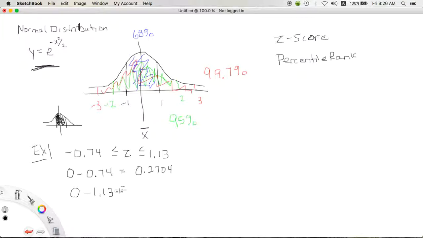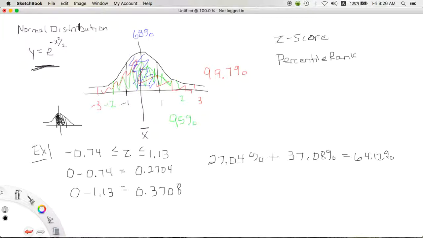So we go down the left-hand column to the 1.1 and then across to get to the 0.3, and we get 0.3708. So that means 37% of the data is there. So we added up 27.04% plus 37.08%, and we get 64.12%.